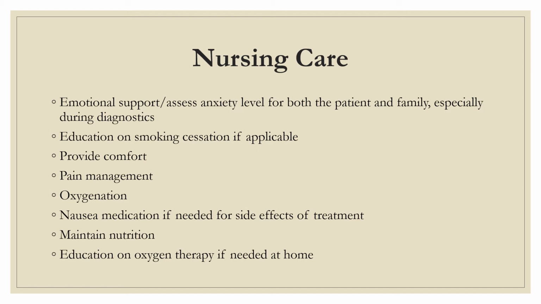Oxygenation, we want to make sure they're oxygenating okay. Do they need O2? If they're having nausea, making sure that we give antiemetics or nausea medication for side effects, usually of treatment. Maintaining their nutrition. They go through anorexia, they go through decreased appetite. So whatever we can offer the patient to increase their appetite a little bit will be best. Do they need oxygen at home? Always making sure that they have adequate airway clearance, effective breathing, effective oxygenation, minimal to no discomfort, and also anxiety.